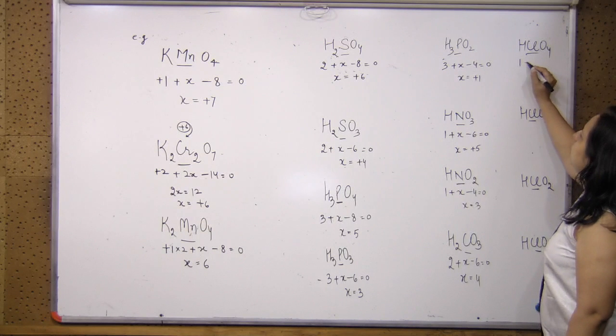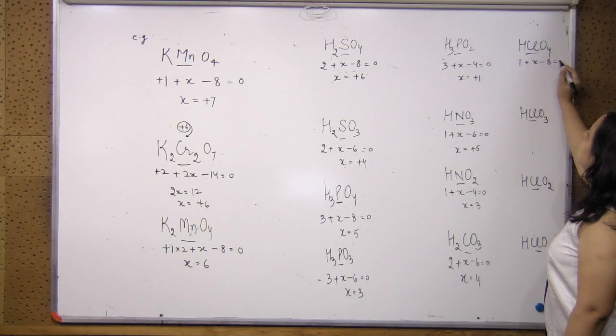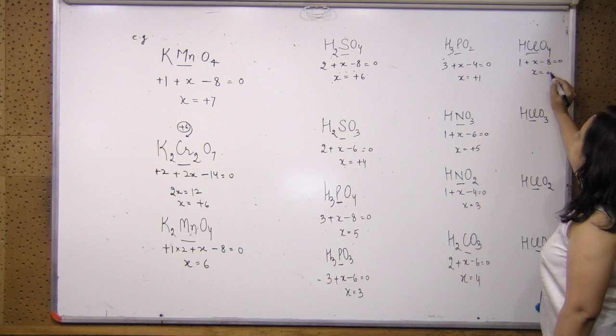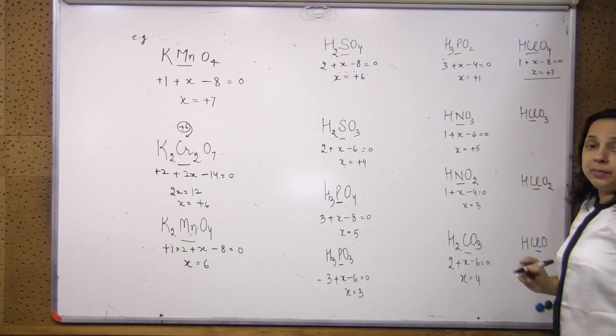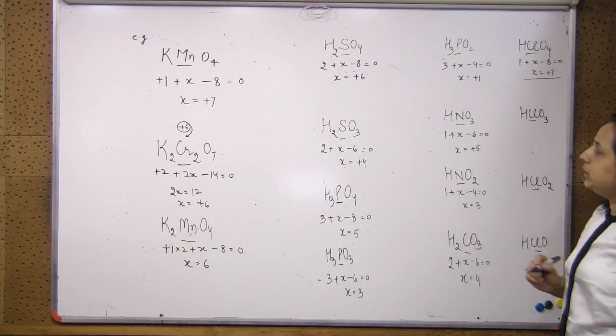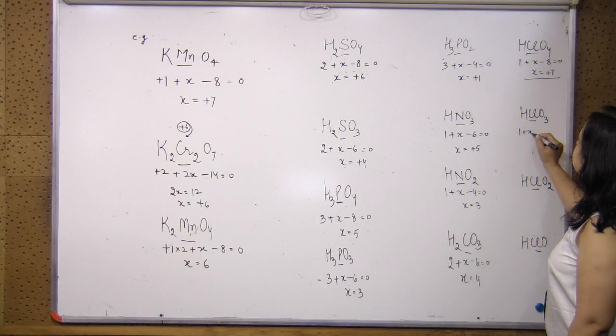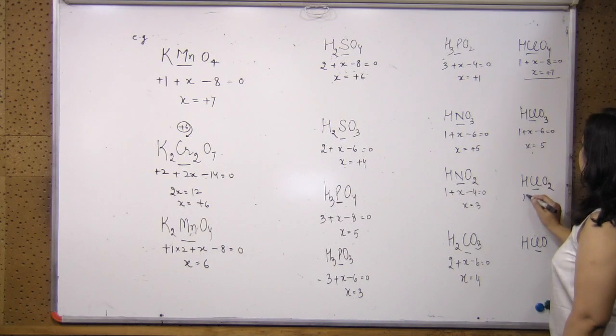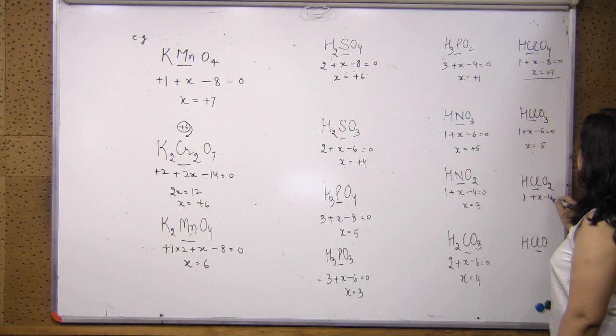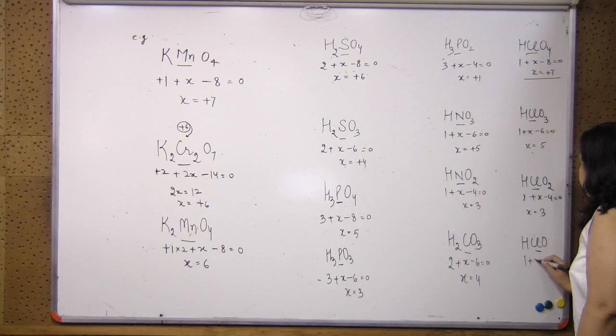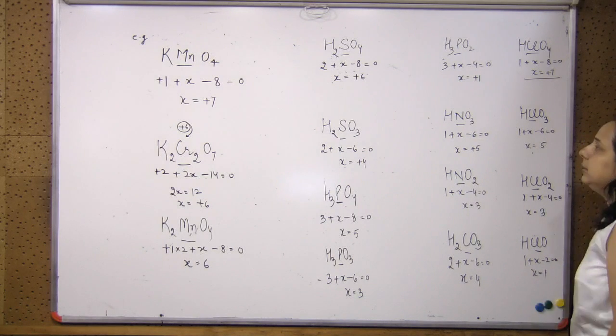Here chlorine: 1 plus X minus 8 is 0. Chlorine comes out to be plus 7, and we know that chlorine can be plus 7. It is the maximum value for chlorine. 1 plus X minus 6 is 0. X comes out to be 5. 1 plus X minus 4 is 0. X comes out to be 3. 1 plus X minus 2 is 0. X comes out to be 1.